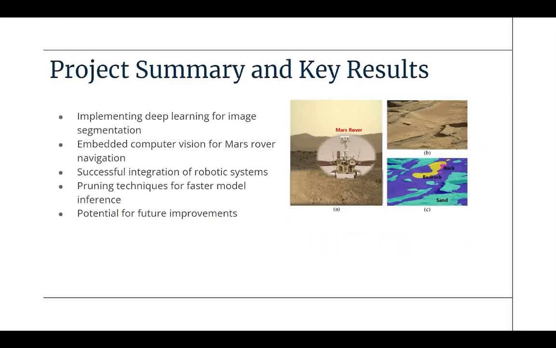Before we dive into the details, let's begin with a brief summary of our project and the key results we've achieved. Our project focused on implementing deep learning for image segmentation and embedded computer vision to improve Mars rover navigation. We did this utilizing the public AI for Mars dataset, which is around 300 to 350,000 images that Curiosity, Opportunity, and Spirit took while they were up on Mars.